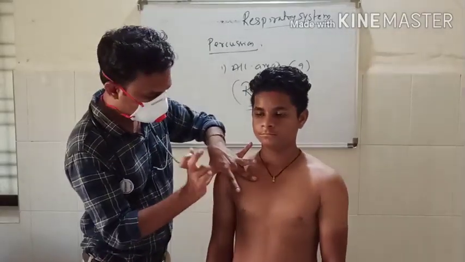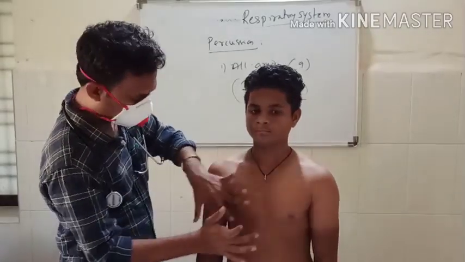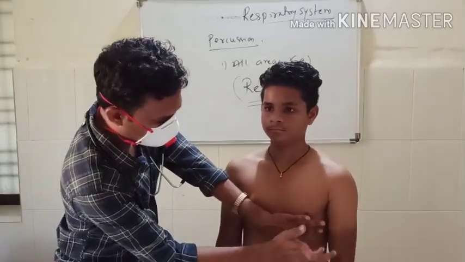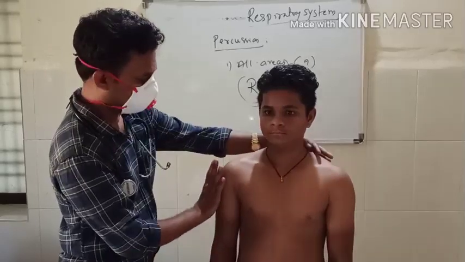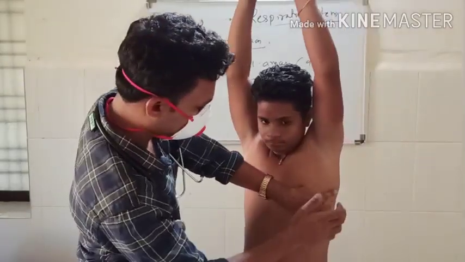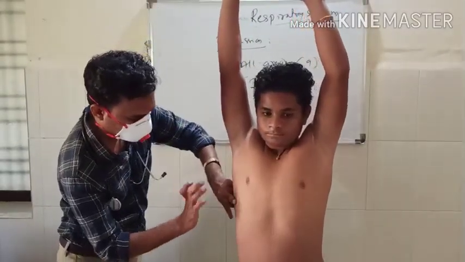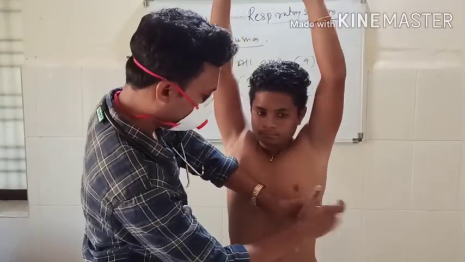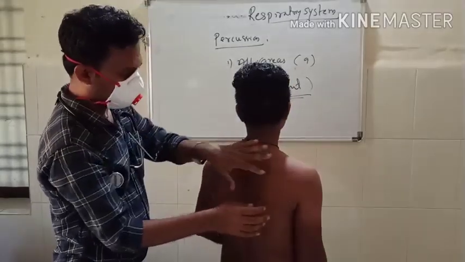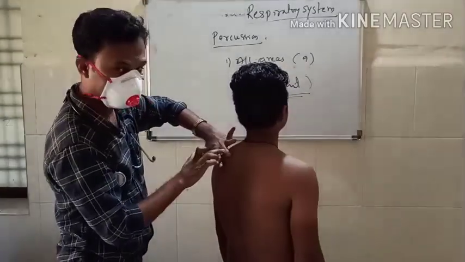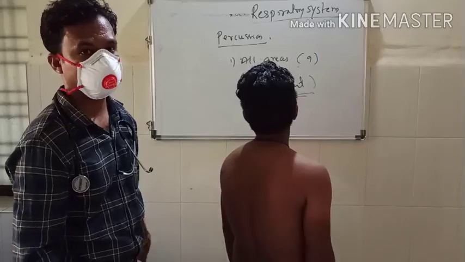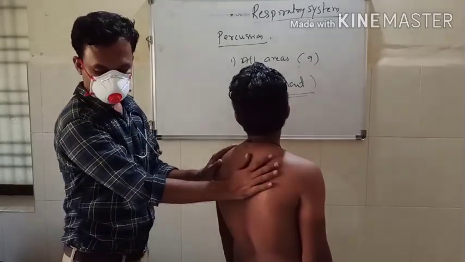Then the infraclavicular region, mammary area and inframammary areas. Here it is dull because of the liver. Axilla, resonant, infraaxillary, suprascapular, both sides, interscapular and infrascapular. This is how we percuss the respiratory system.